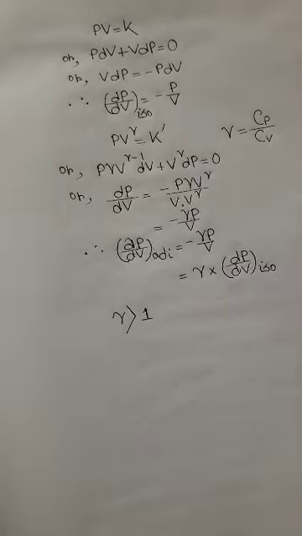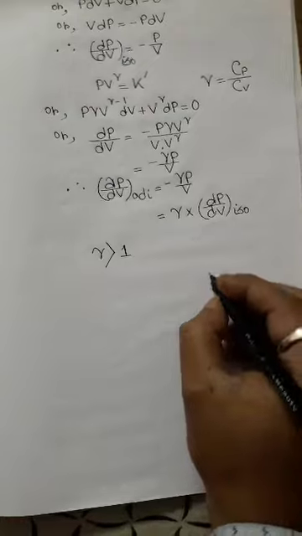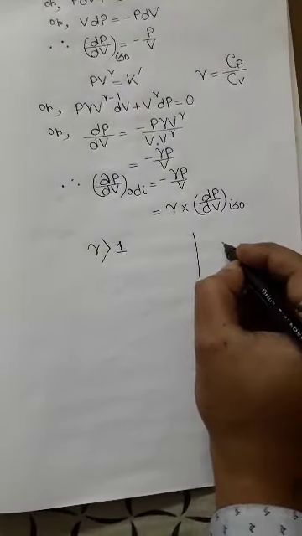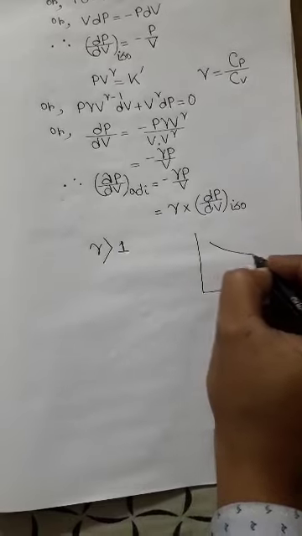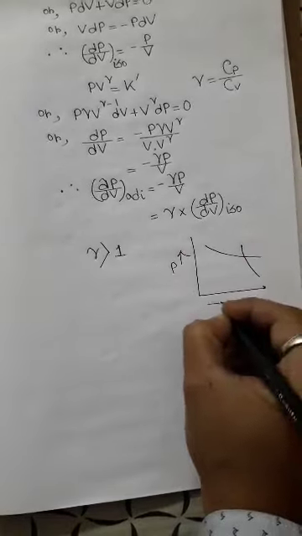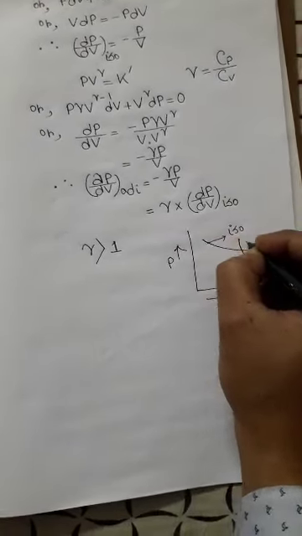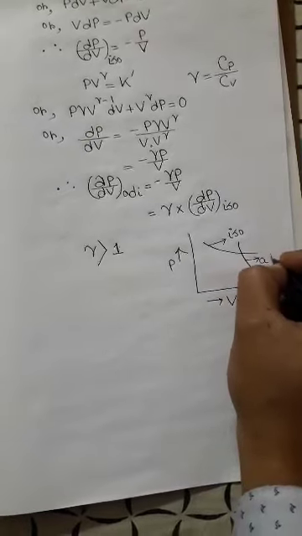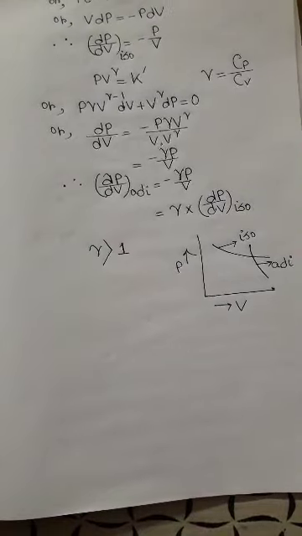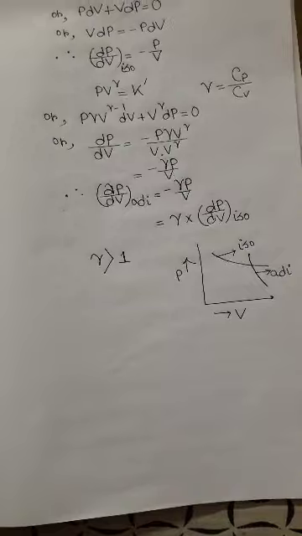That means if we draw the indicator diagram or PV diagram, the adiabatic curves are always steeper than isothermal curves. If we take P here and V here, then this is the slope of the isothermal curve and this is the slope of the adiabatic curve. So we can clearly see that adiabatic curves are steeper than isothermal curves. So this is the first application.